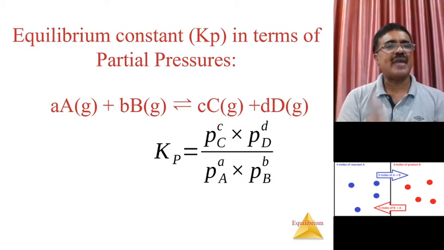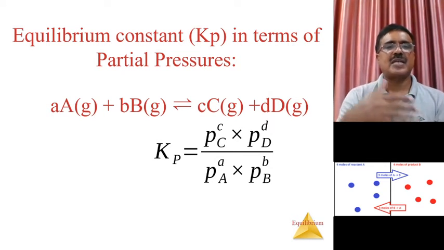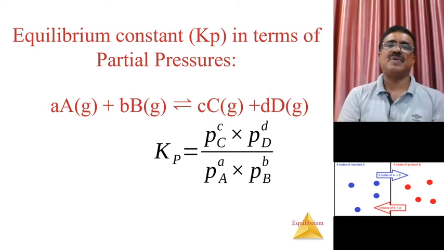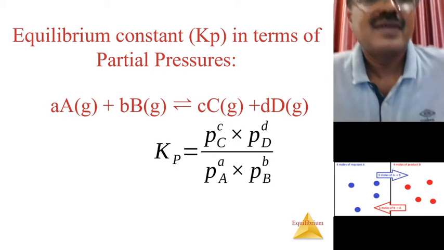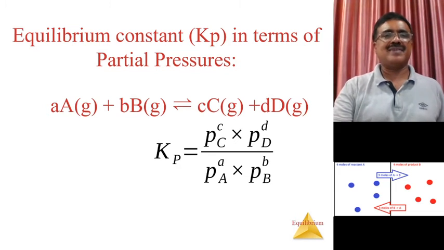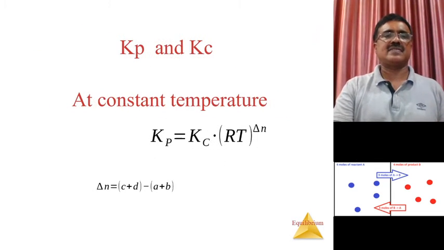Now, equilibrium constant can be expressed in terms of other parameters like partial pressure. So it will be like that: partial pressure of C raised to c into that of D raised to d, divided by that of A raised to a into that of B raised to b. That is it. Equilibrium constant in terms of partial pressure is applicable for gaseous reactions.